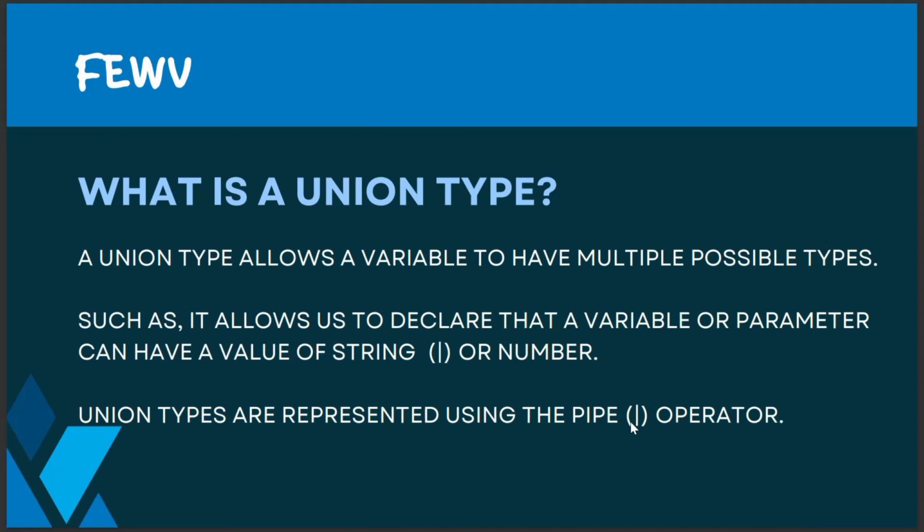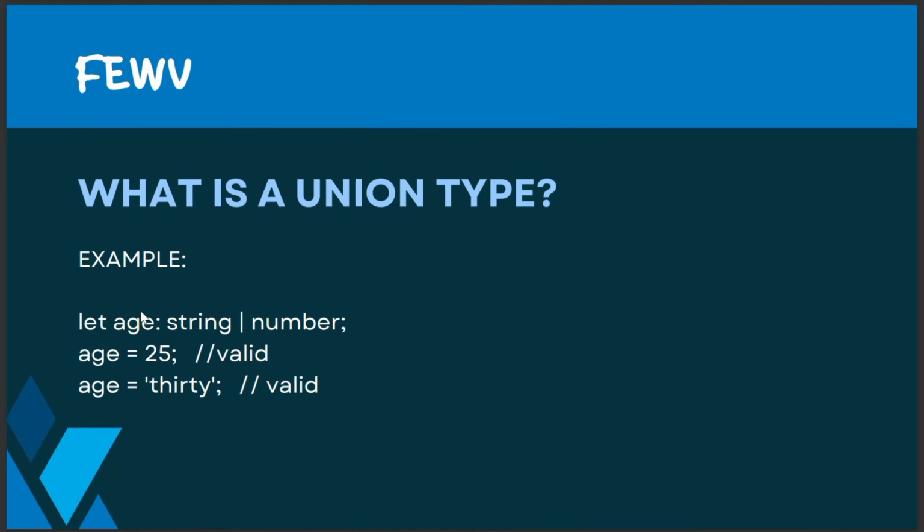So for example, we have a variable and it has multiple types. Those types are to be separated using the pipe operator. Let's understand this with an example to have a better understanding of union type. Let's say we have a variable called age. It can either be a string or it can also be a number.